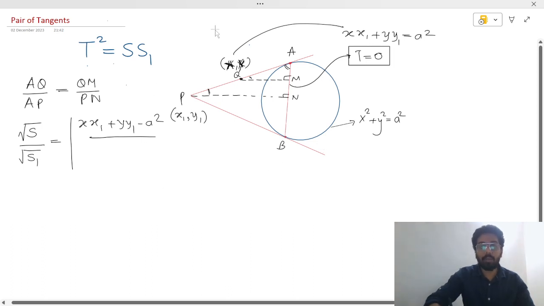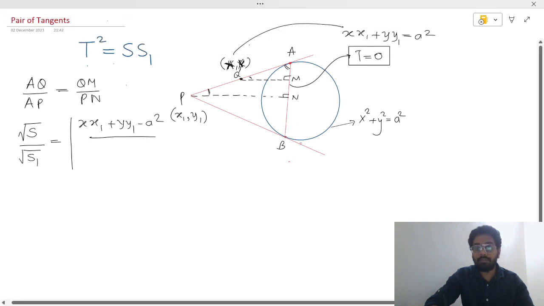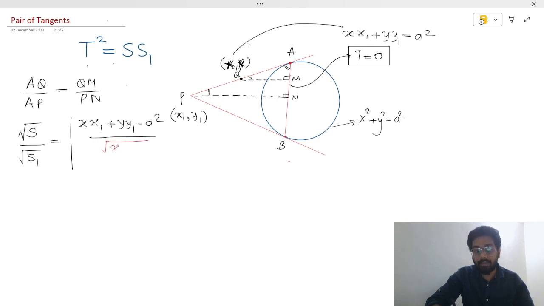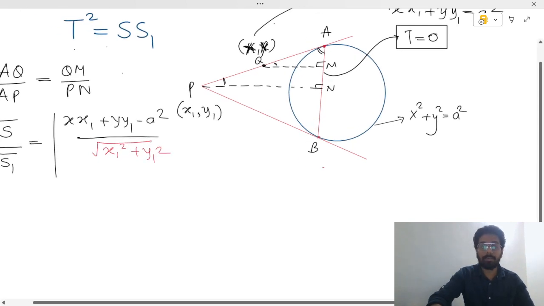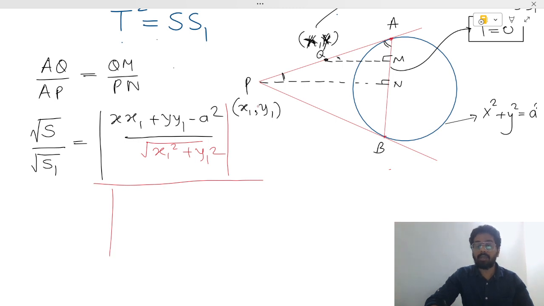After that, what we are doing is calculating the perpendicular distance of point Q from the chord of contact line, under root coefficient square of coefficient of x, so x1 square plus y1 square. All right. Now this is the value of QM divided by the value of PN. What is PN? Putting x1, y1 in the same equation, T equal to 0.